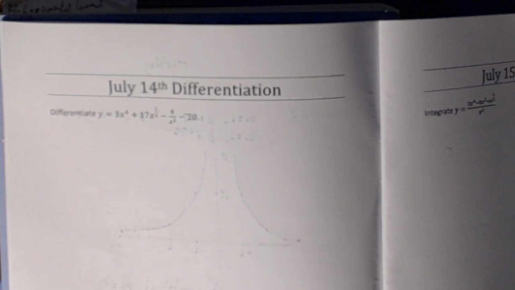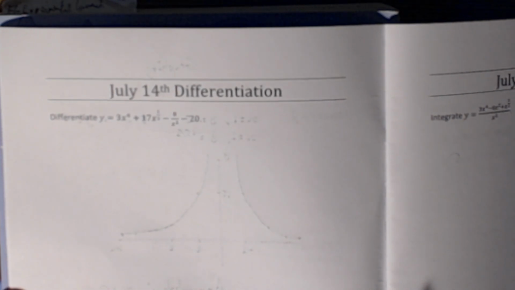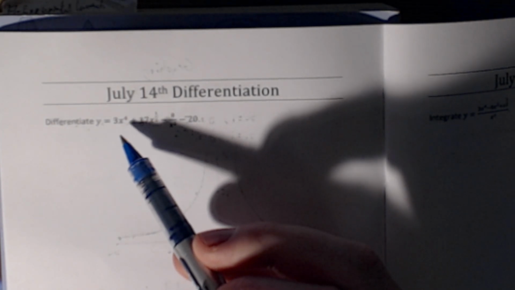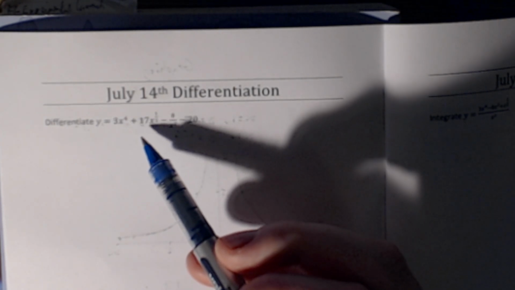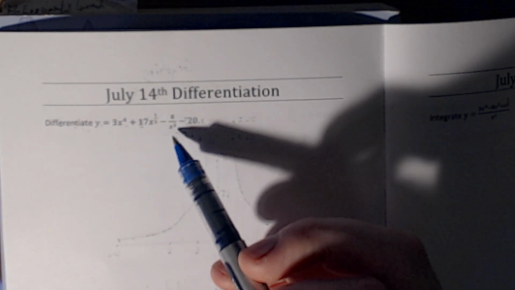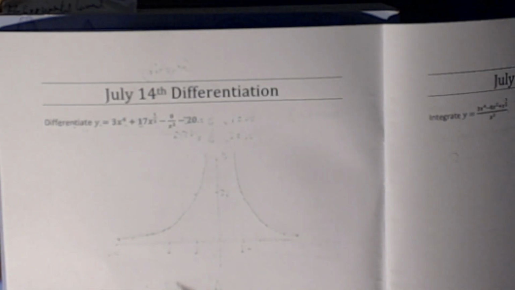Today we will be answering the July the 14th question on differentiation. So you can see we have this function, y is equal to 3x to the power of 4 plus 17x to the power of a half minus 8 divided by x squared minus 20. And we want to differentiate it.